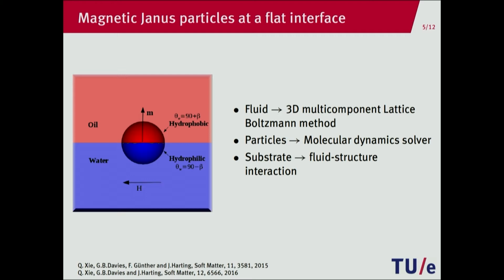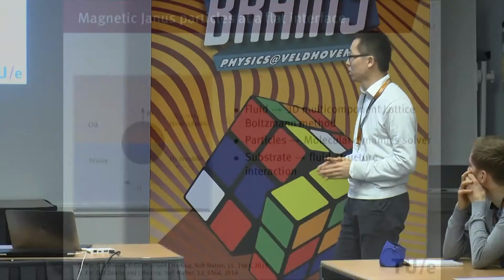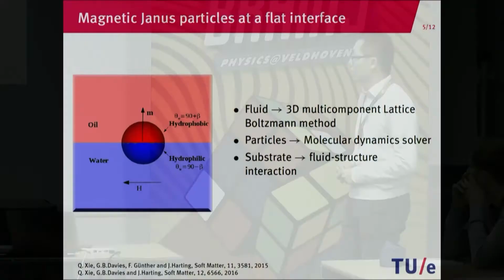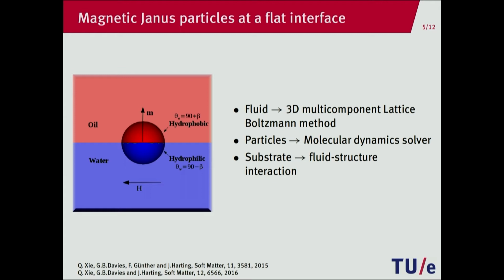This particle has two hemispheres with opposite wettability. So the upper hemisphere, the red color, is hydrophobic, and the lower hemisphere is hydrophilic. And the beta angle represents the wetting ability difference between the two hemispheres. And we consider a magnetic dipole inside the particle, and we apply a magnetic field parallel to the interface. We perform computer simulation to investigate the system. We model the fluid with the 3D multi-component lattice-Boltzmann method, and the particles are discretized on the fluid lattice and modeled with a molecular dynamics algorithm. And the substrate is modeled as a solid, and we introduce fluid-structure interaction between the fluid and the substrate.